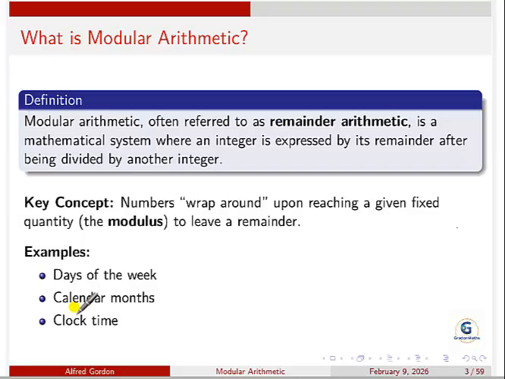The calendar months also wrap around, because when we begin from a particular month, say January, we come back to January. And then the clock time is circular, so we get back to the 12-hour cycle.